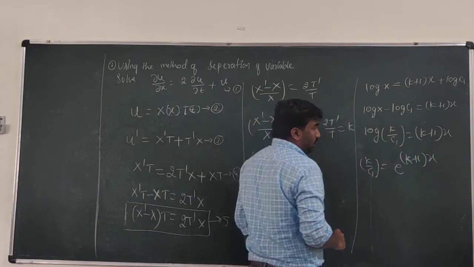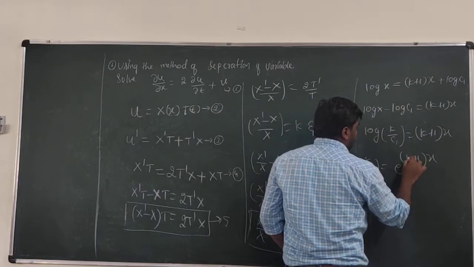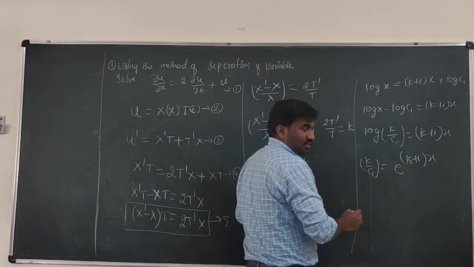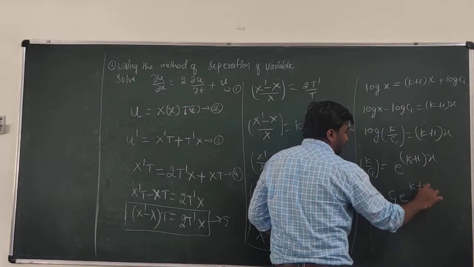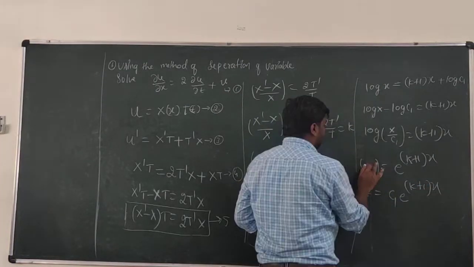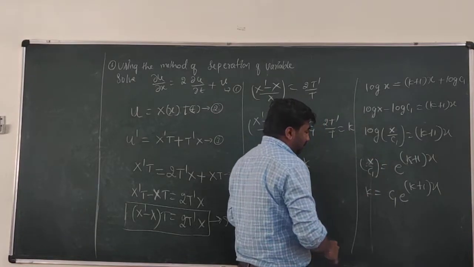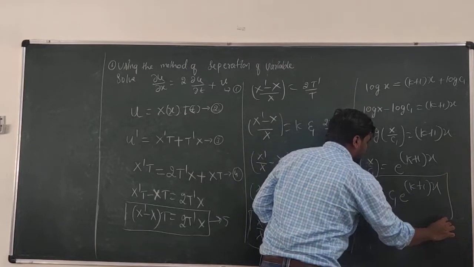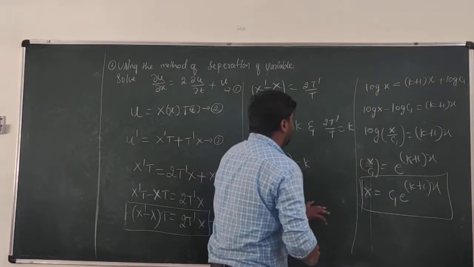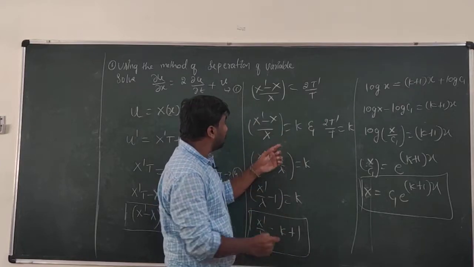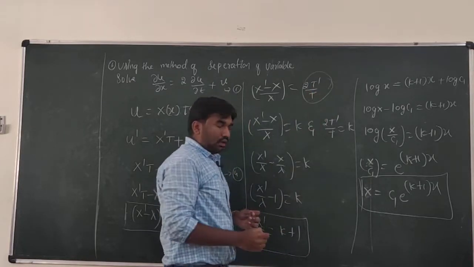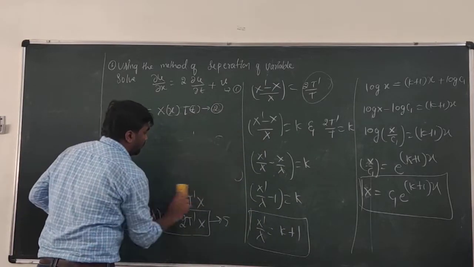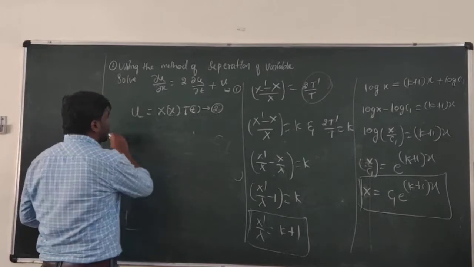So X is equal to c1 times e to the power (k plus 1) x. Now we have to find the solution for T. Next, I am going to integrate that one.